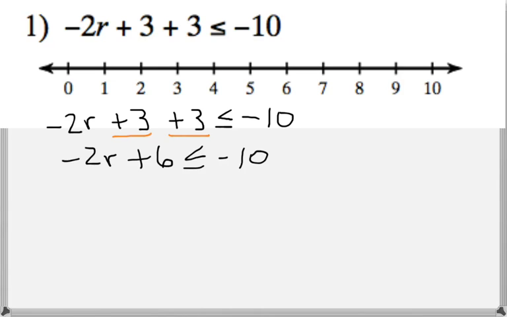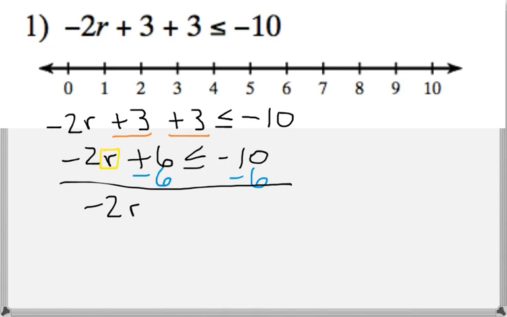Now this looks like a two-step problem, and we can use our steps from previously if we remember them, or we can continue to follow the steps that we were at, which is now we need to identify what we are trying to solve for. Well, I'm trying to solve for that r. What's preventing it from being by itself is that plus 6 and that times negative 2. We need to deal with that plus 6 first, so we would need to undo that by using subtraction. So we're going to subtract 6 on both sides.